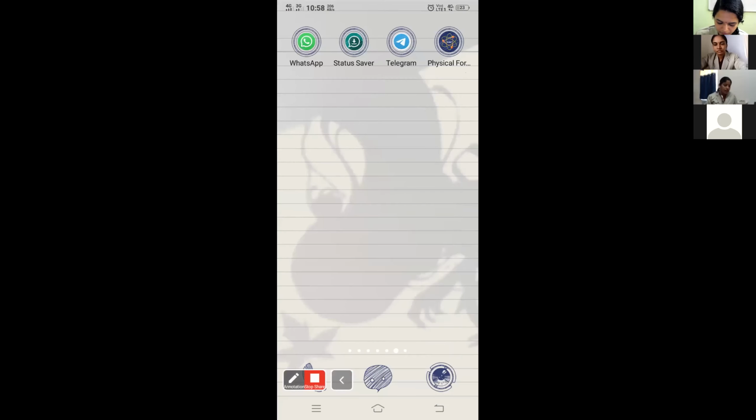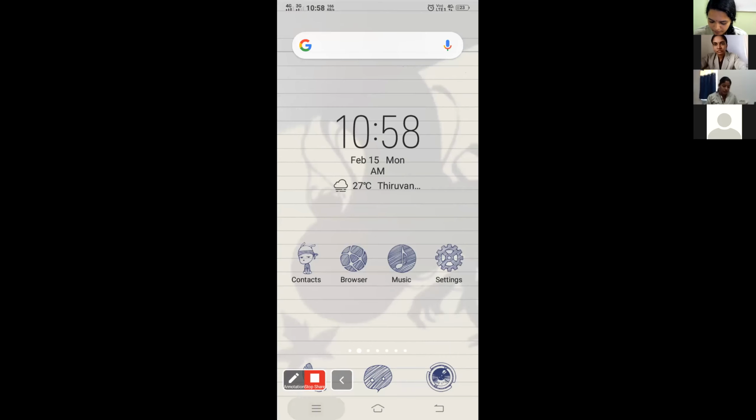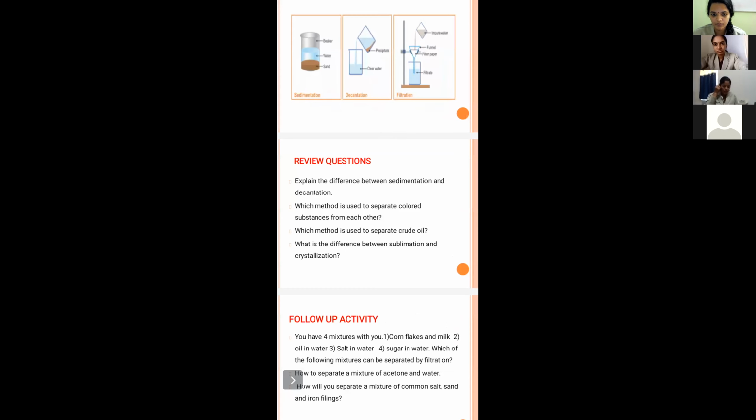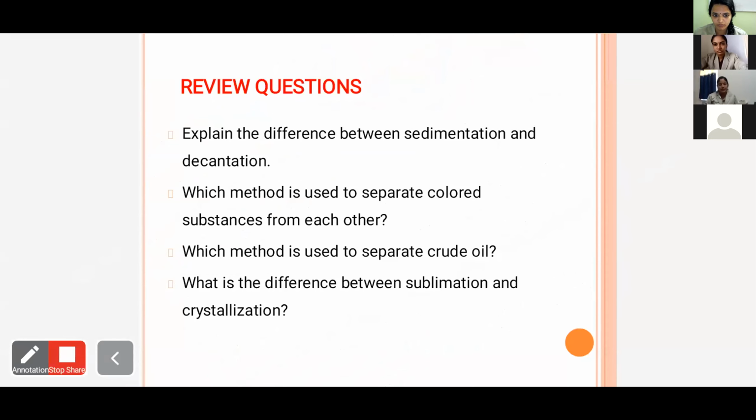Okay, hope you all understood today's session. In today's class, we have discussed methods of separating mixtures: sedimentation, decantation, filtration, sublimation, evaporation, and crystallization. And in the last session, we discussed distillation and chromatography.